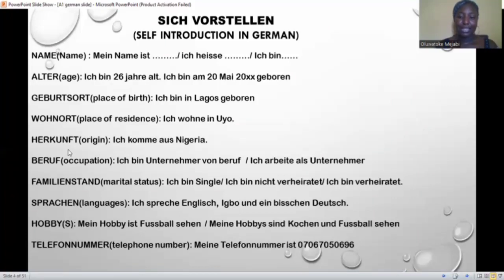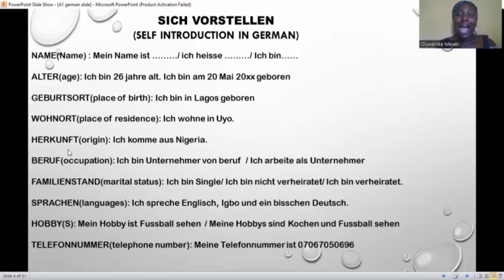070 67 05 06 96. That is my telephone number. So you can say meine Telefonnummer ist. You're still permitted to say it in English since you haven't been taught numbers.